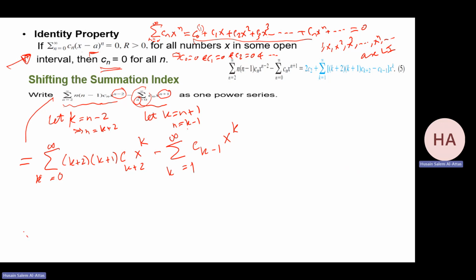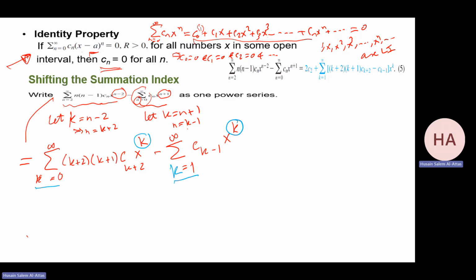Now I fixed the power. It is the same. As I said, for this k you can put any other variable, but usually we use the same so that we can see it easily. Now we fix the power. Now I need to fix the summation. This is starting from 0, this is starting from 1. So what I will do, I will use the first one, 0, then the rest will be starting from 1.